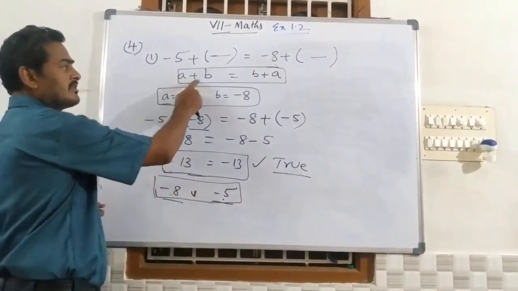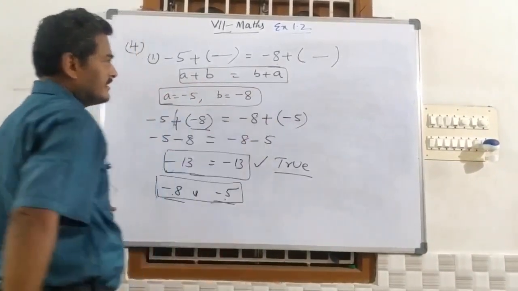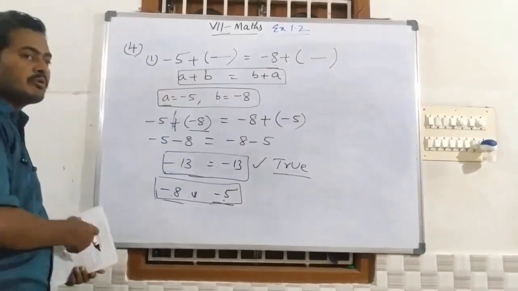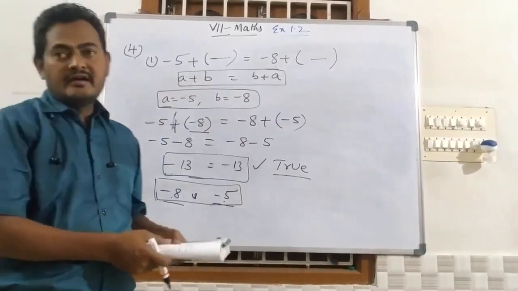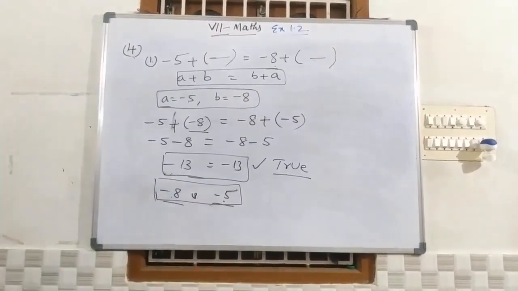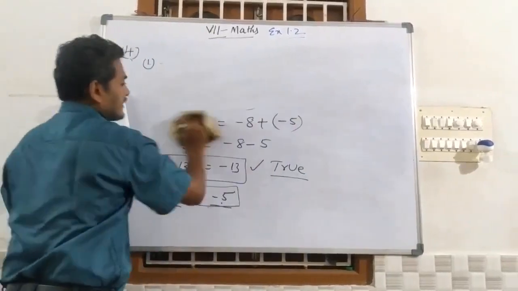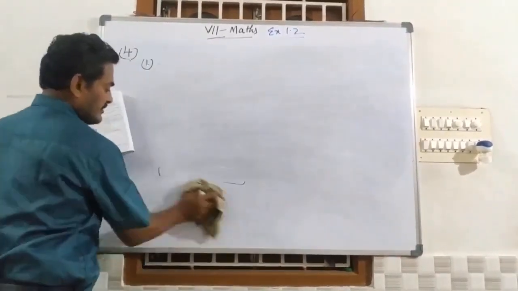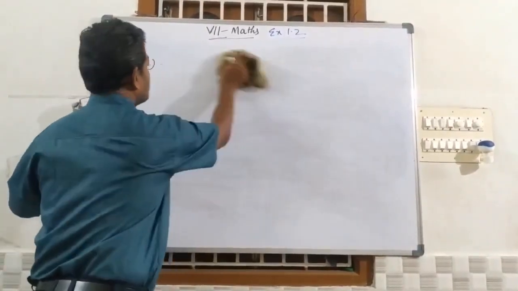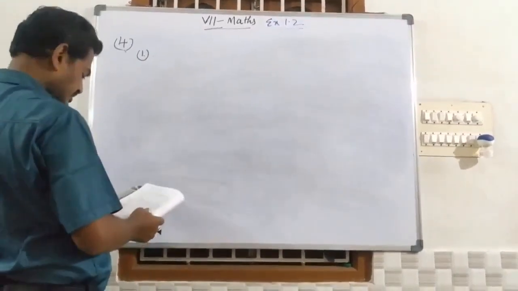So what property are we applying here? A plus B equal to B plus A. This is the commutative property under addition. Now next, second question. If you go for the second question, what is that? It is a very simple question. We already discussed this simple question.